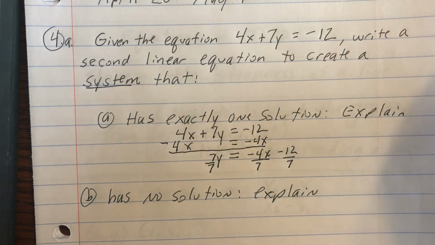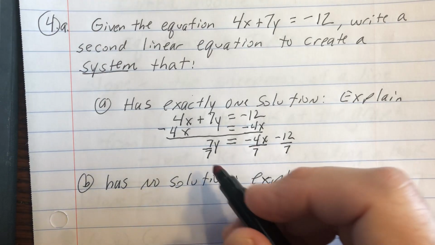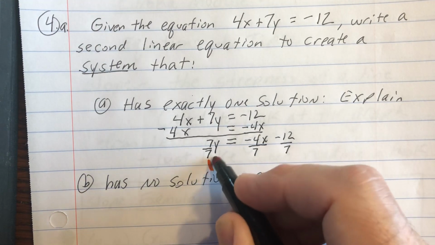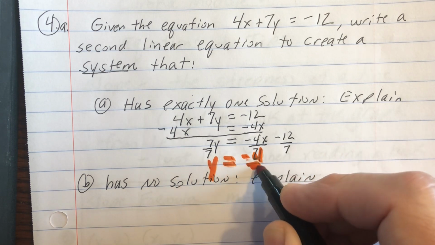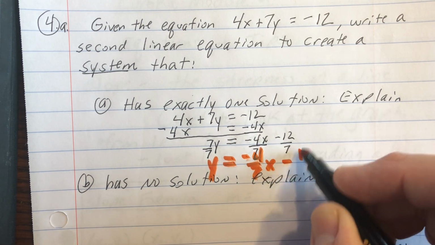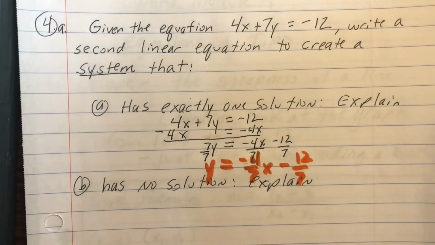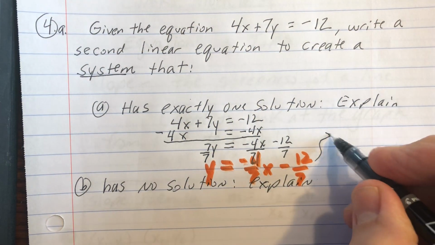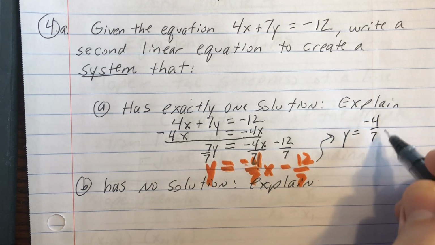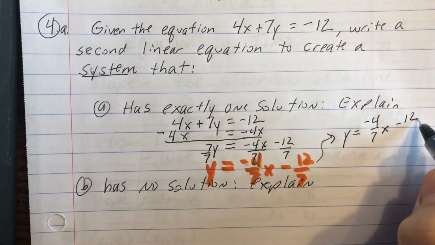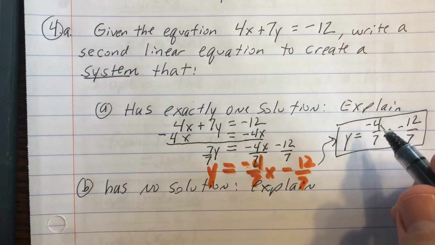Now when I do that, then the 7 divided by 7 on this left side is 1. 1 times y is y. So I end up with y equal the negative 4 sevenths x minus 12 sevenths. And I'm just going to write that a little bit nicer up here so you can see it. So I have y equal the negative 4 sevenths x minus 12 sevenths. All right, so that's in slope-intercept form now.